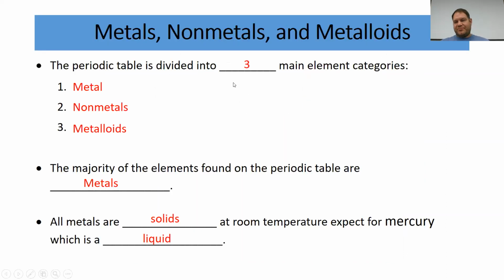All right, now, what else is important about the structure or the organization of the periodic table? Essentially, the periodic table is divided into three main categories. And those three main categories are metals, nonmetals, and metalloids. And you need to know where those categories are located in the periodic table, and we'll show you in a minute. Now, the majority of the elements found on the periodic table are classified as metals.